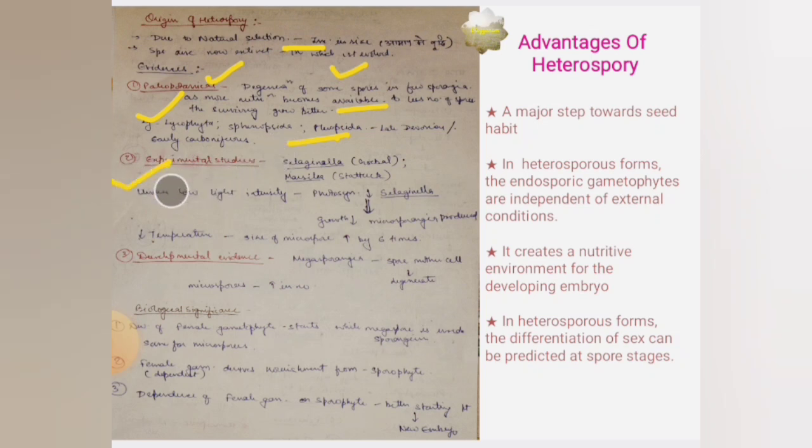Experimental evidences demonstrate the effect of different environmental conditions on the development of spores. For example, low light intensity, that is low intensity of sunlight, will lead to reduction in photosynthesis. Therefore, it leads to production of only microsporangia and not megasporangia, for example in Selaginella. The same is the case with reduction in temperature. It will lead to an increase in the size of microspores only.